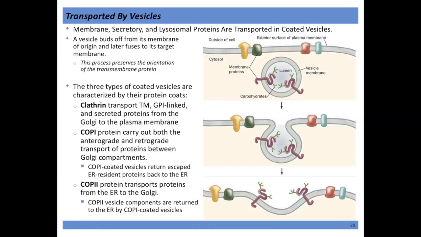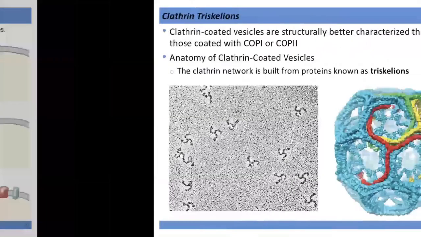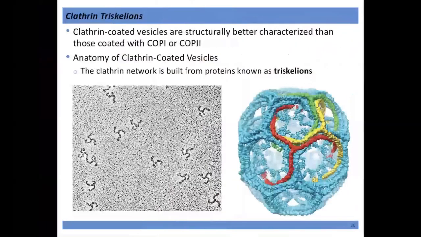Now there's three types of these coated vesicles that go and bind with the cell membrane. They're the clathrin, which transport the transmembrane and the GPI-linked proteins, as well as the secreted proteins. There's a COP1 protein and the COP2. The best one that's understood is the clathrin. And again, this is one area where we're just going to say, okay, that's cool. So clathrin-coated vesicles are the better characterized ones.